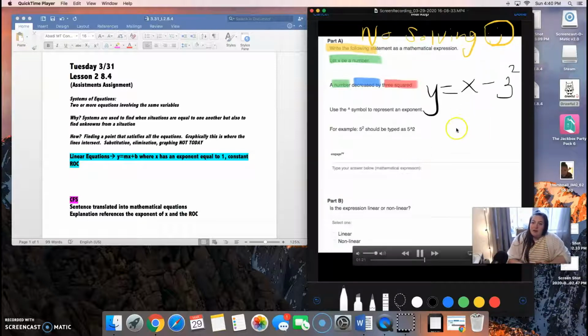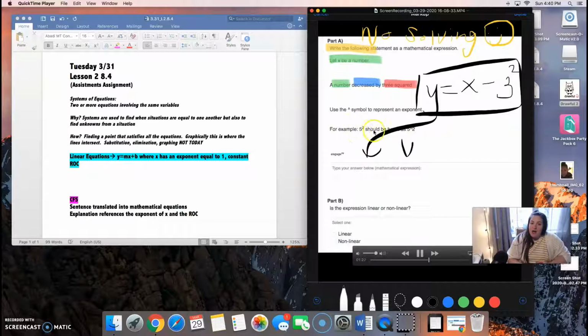And with this program, you're going to have to type your exponents as it states right here. So it would be y equals x minus 3 with a little caret 2. That's how you would type it, and it'll register it as correct.